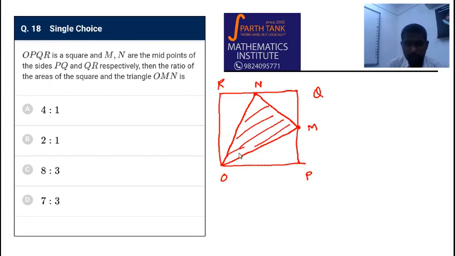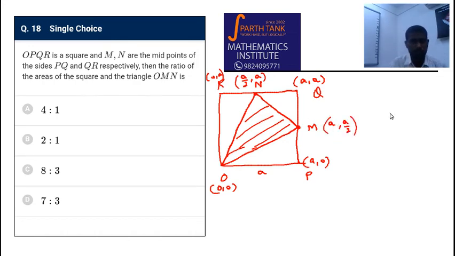Now the easiest way would be to go with analytical geometry. So this point, let us say, is the origin 0, 0, and if the side length is a, this is going to be a, 0, this is going to be a, a, and this is going to be 0, a. Now the midpoint here is going to be a by 2, a, and the midpoint here is going to be a, a by 2. So the area of the square OPQR is a squared. Now let us find the area of the triangle OMN. That is 0, 0, a by 2 and a by 2, a.